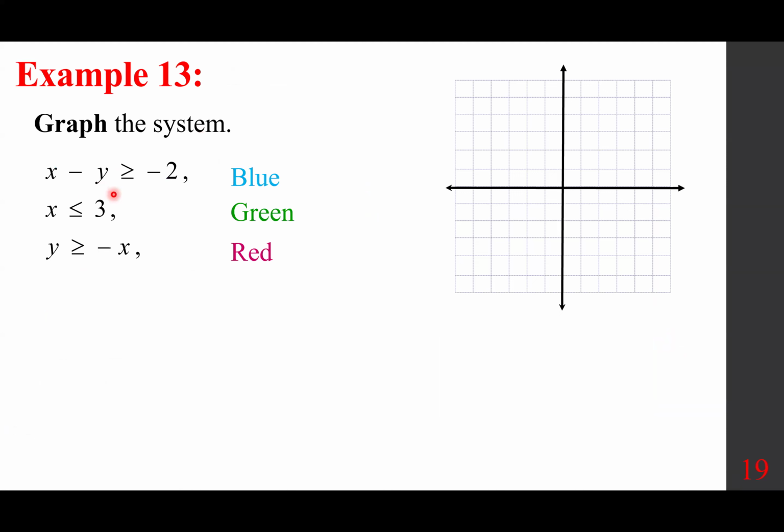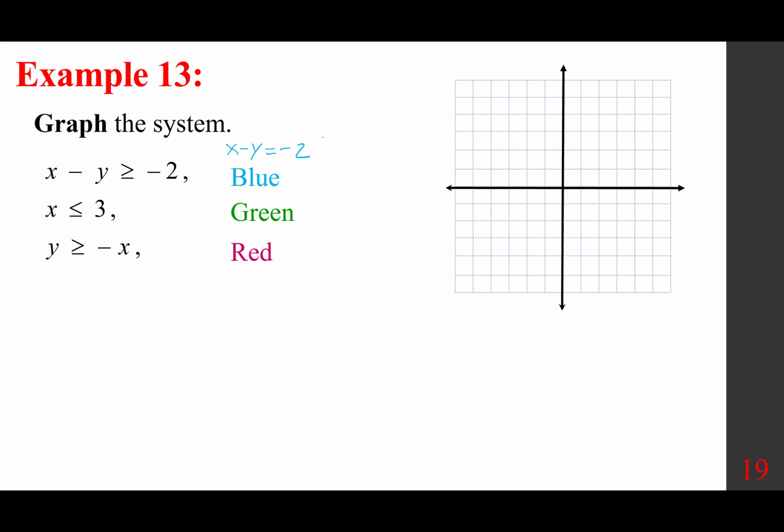Graph the system x minus y greater than or equal to -2, x is less than or equal to 3, y is larger than or equal to -x. And those are the color of the line. So each one creates an equality. So let's go with the first one. X minus y equals -2. That's the first line, everybody.